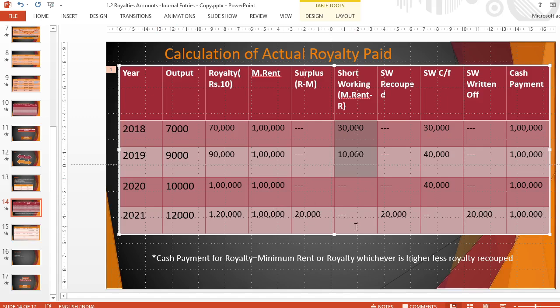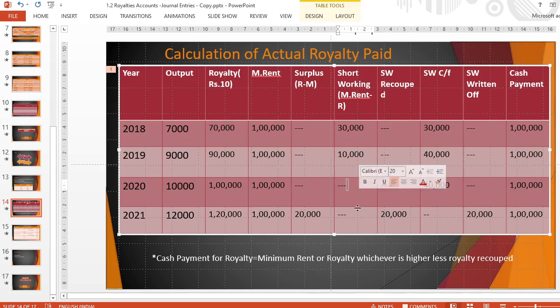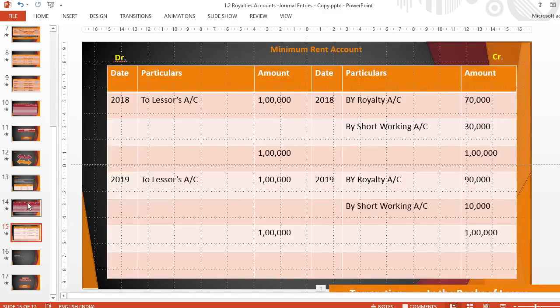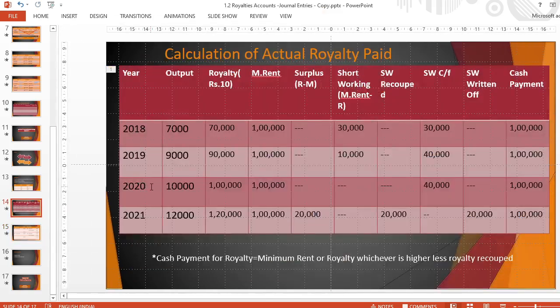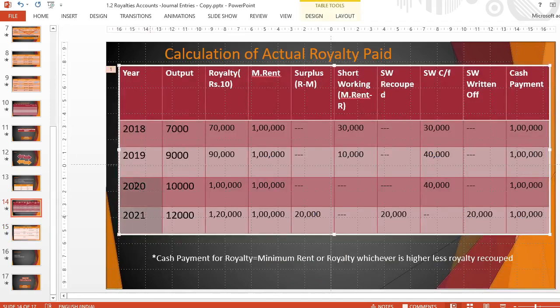And for the remaining years, in the year 2020 and in the year 2021, there is no short working. If there is no short working, there is no need to prepare minimum rent account. So for that reason, no need to prepare the minimum rent account in the year 2020 and 21.